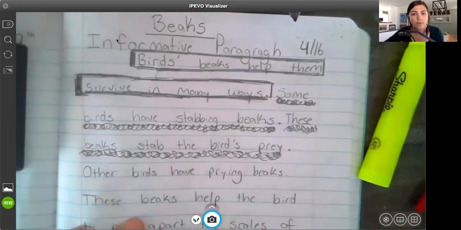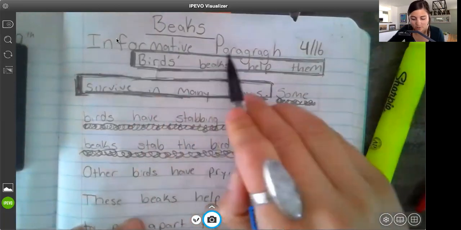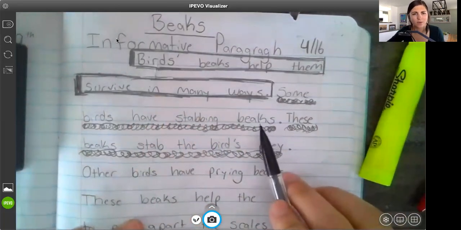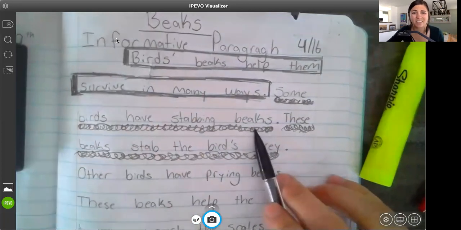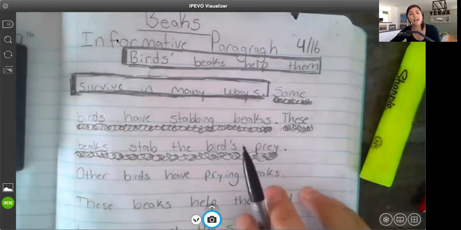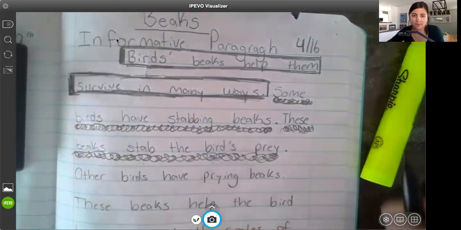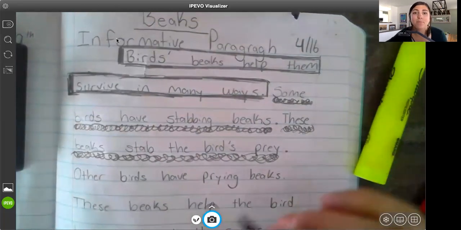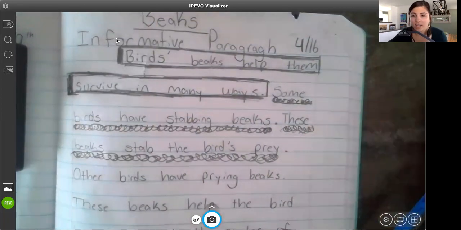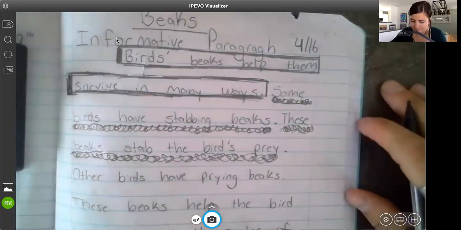We were so informative, that's why we're writing our informative paragraph. We were so informative that we're like, hey, we can't just leave it at that. We can't just say some birds have stabbing beaks. We're going to actually tell them about the stabbing beaks. So these beaks stab the bird's prey. It allows the birds to hunt, right?